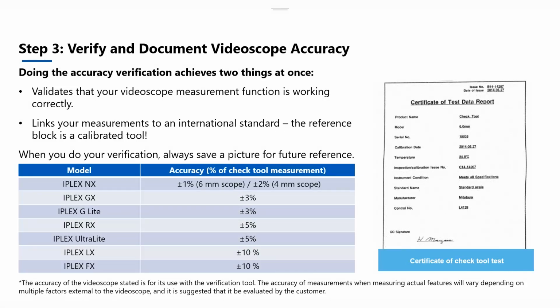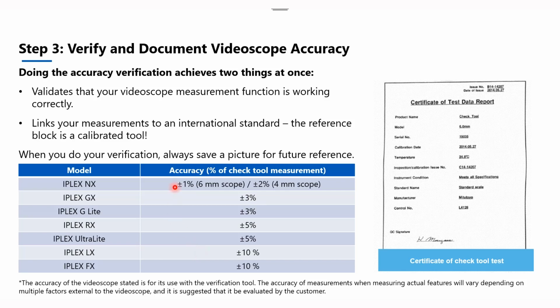So just for reference, on this table you see the accuracy that is expected in different videoscopes from Evident, from older models to the newer ones, and you see how the accuracy has improved over time. We see that the iPlex X has a really narrow accuracy band, so it's the best accuracy, and you have the iPlex G-Lite and GX with a slightly wider band of accuracy. This type of information should always be provided in the manual of the equipment.